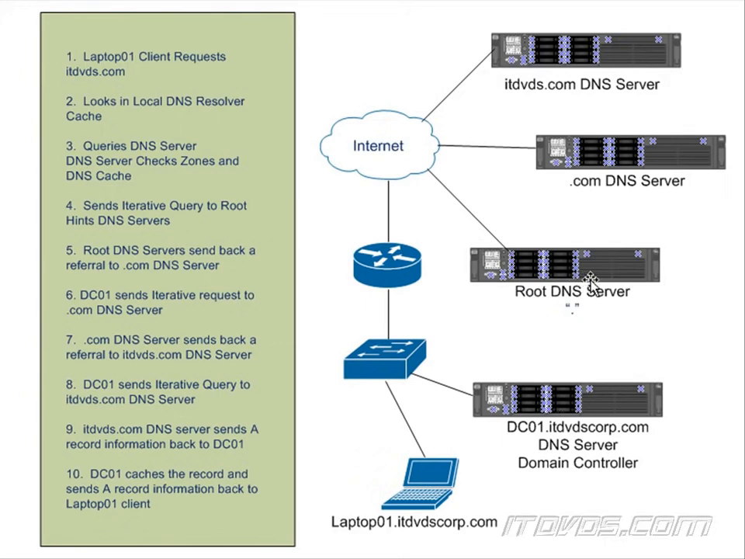That DNS server is going to say, okay, I know where the .com DNS server is. That's your next step. So it's going to send that information back as a referral down to DC01. So that's step 5. Step 6, it's going to send another iterative query, or another query, this is all part of the iterative process, another query to the .com DNS server that the root server let us know about. The .com server is going to say, okay, I know where the itdbs.com DNS server is. It's going to send that information back to DC01.